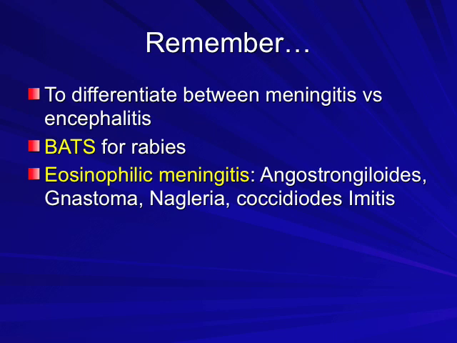And just remember to differentiate between meningitis and encephalitis. But for rabies, important. Eosinophilic meningitis causes this: Angiostrongylus, Gnathostoma, Naegleria, and coccidioides. So if they give you a CSF with eosinophils, you will be very happy, because if you remember this, you're probably going to get the diagnosis. Hopefully they don't list all of them.